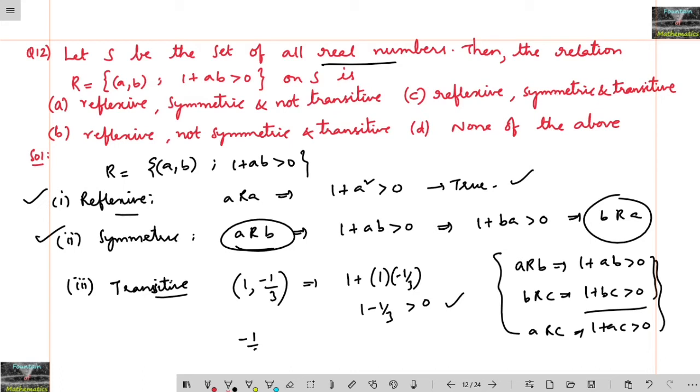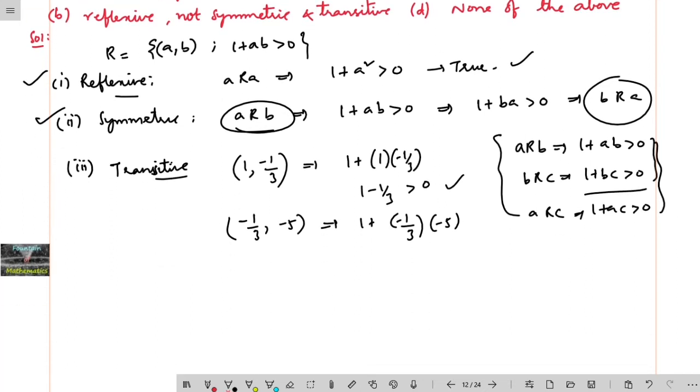And similarly minus 1 by 3 comma, if I take minus 5, so 1 plus minus 1 by 3 into minus 5, so minus 1 by 3 into minus 5 is positive. 1 plus a positive thing is always positive, so that is 1 plus 5 by 3, which is equal to 8 by 3, positive only.